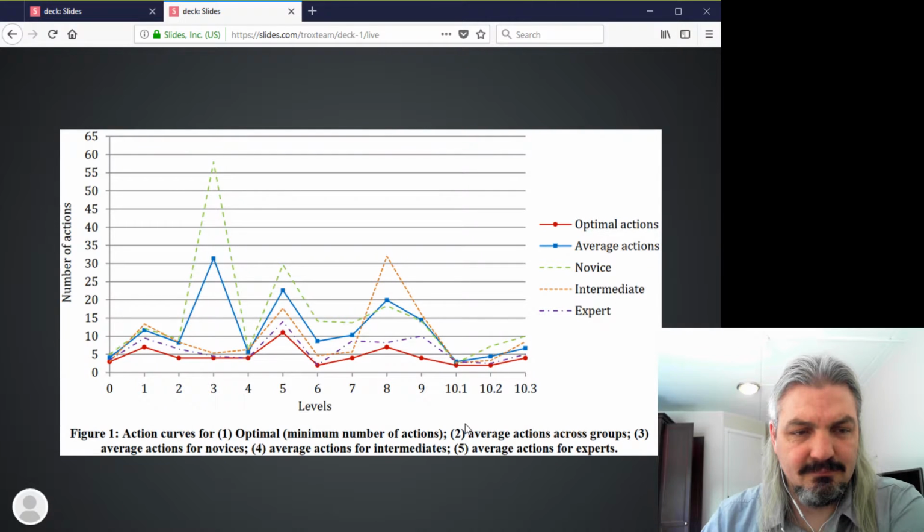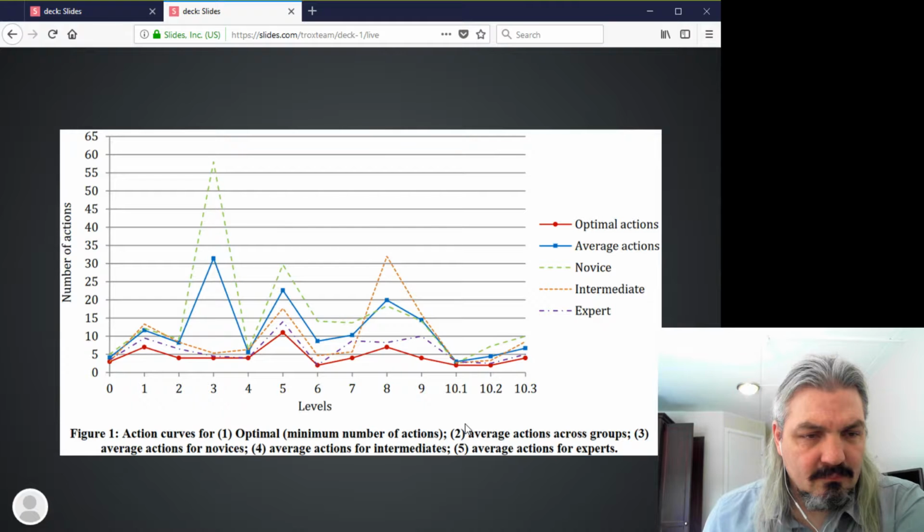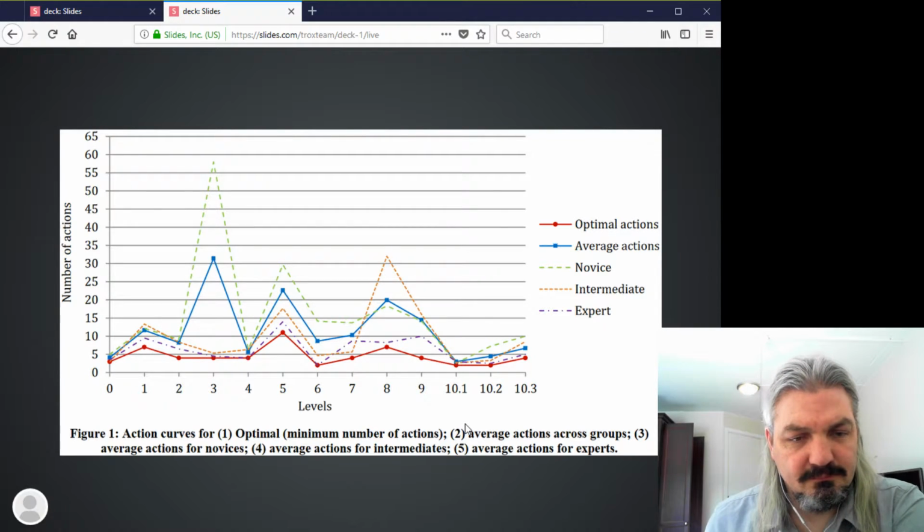As you can see from the green curve, novices struggled a lot on levels 3, 5, and also on 6, but that is not as apparent here. While you may notice that on level 8, the intermediate players struggled a lot. But you can see the average curve does follow the optimal curve quite well, and the purple and orange curves that indicate the experienced expert and intermediate players follow it very closely.